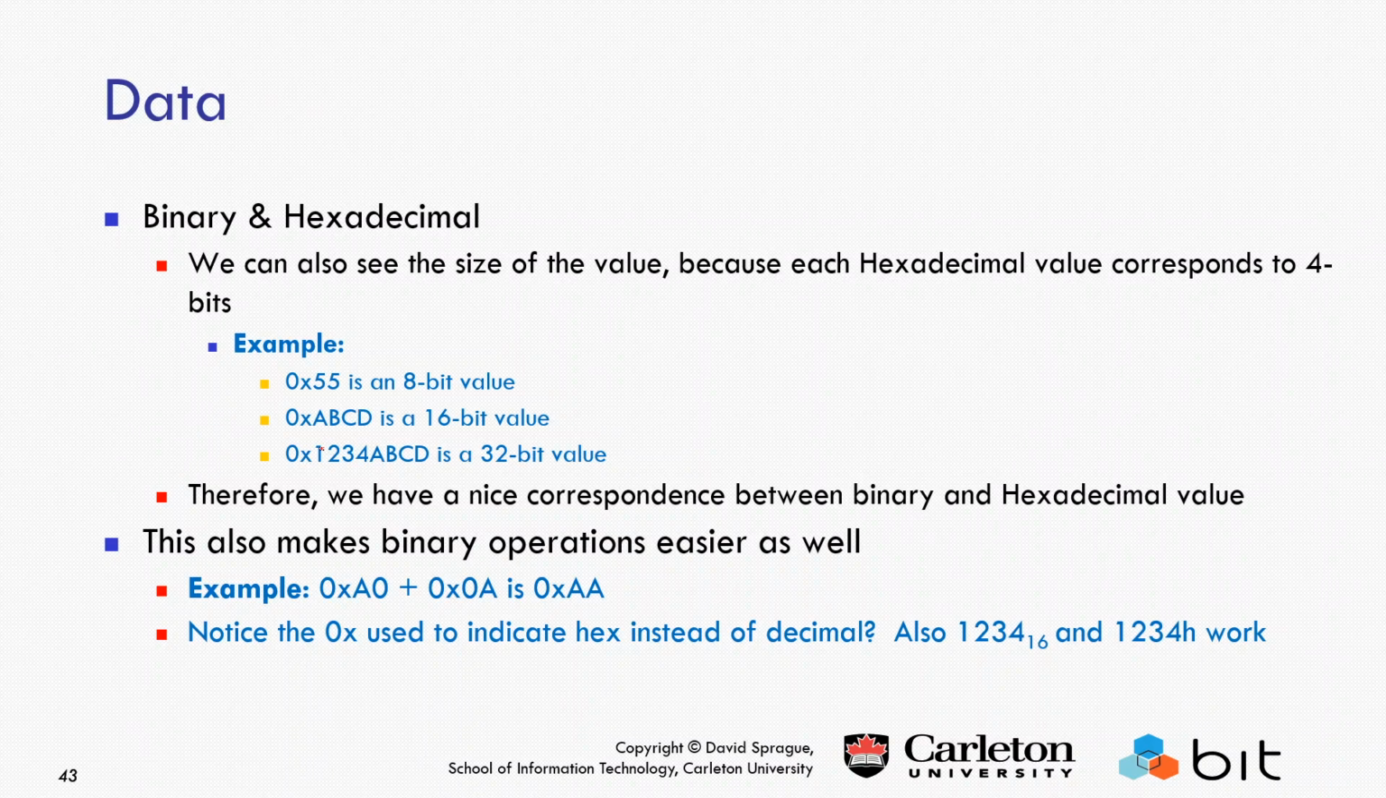How many of these are there? 1, 2, 3, 4, 5, 6, 7, 8. 8 times 4 is 32, a 32-bit number, right? There's a really nice correspondence between binary and hexadecimal numbers, and it allows me to parse it quite quickly.